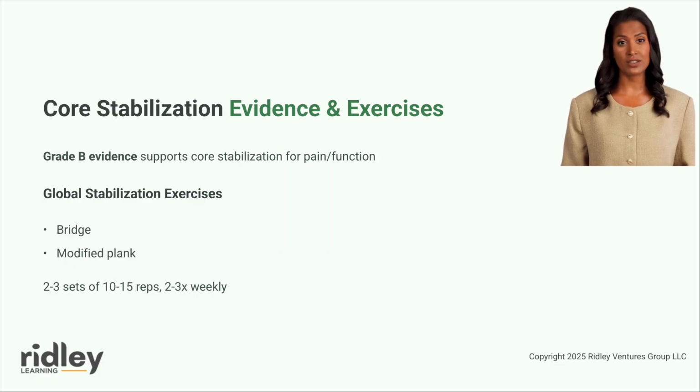The bridge exercise, performed in supine with knees bent and hips lifted from the supporting surface, strengthens the gluteal muscles and posterior chain while maintaining a neutral or slightly flexed lumbar position. The modified plank or prone bridge, performed on forearms and toes with the trunk held in a straight line, challenges anterior and lateral trunk musculature.